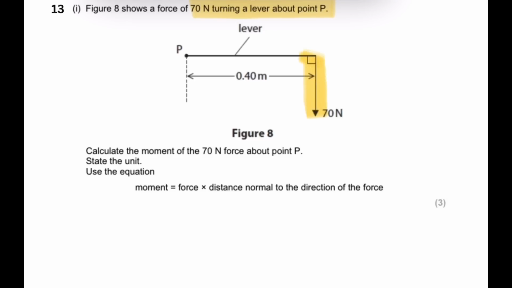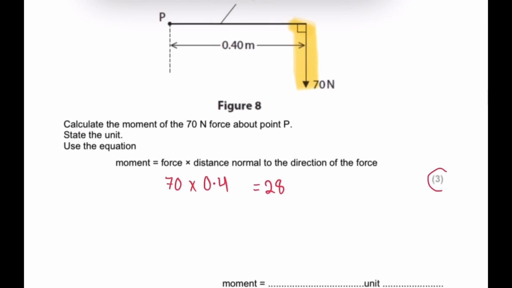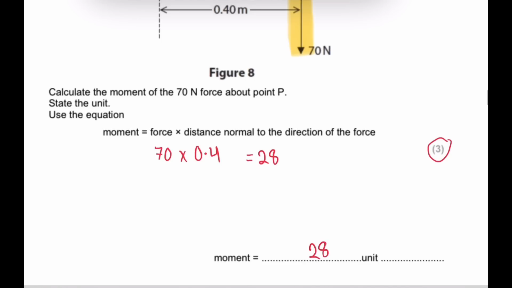So we're going to just put them all into the equation. So 70 times by 0.4, which is equal to 28. Now as you can see it is 3 marks, so just putting 28 is just going to give you 2 marks. And now we need to make sure to find the unit.